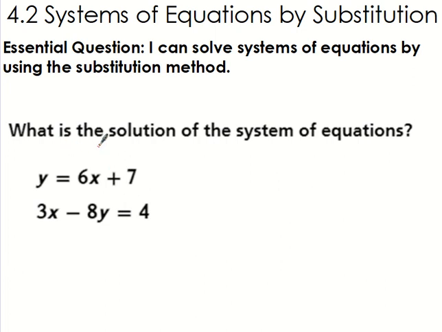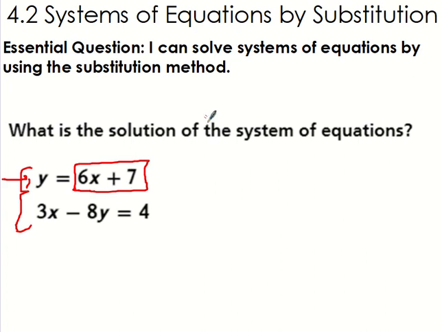So here's what we do. If we notice, we have a variable isolated and solved by itself: y equals 6x plus 7. And then I have my second equation. This first one's in slope-intercept form, this one's not, but that's fine. I've got y equals something. Whenever I have y equals something, all of this is what y is. 6x plus 7 is equal to y.